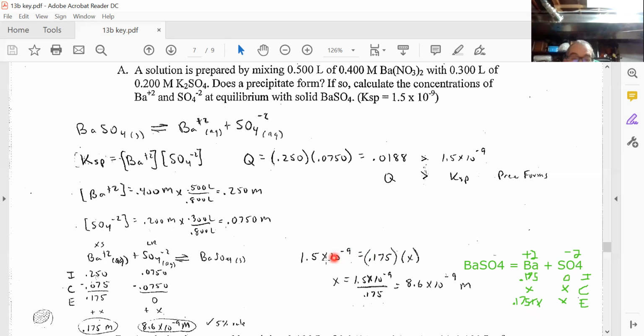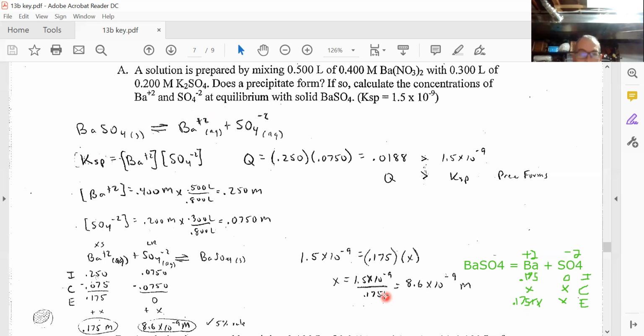So now we can just take the Ksp equals [Ba2+][SO4 2-] and plug things in. We know that Ksp is 1.5 times 10 to the negative 9th. We use the common ion effect, essentially this 0.175. We ignore the plus X, and then we know that the sulfate is the X, and we end up solving for X, which is the sulfate, which is really, really small, 8.6 times 10 to the negative 9th. So in other words, if I try to dissolve barium sulfate, and I have a lot of barium already there, then there's going to be less of this. So it's going to be unbalanced. It's not going to be equal amounts because I already had a lot of barium right there.